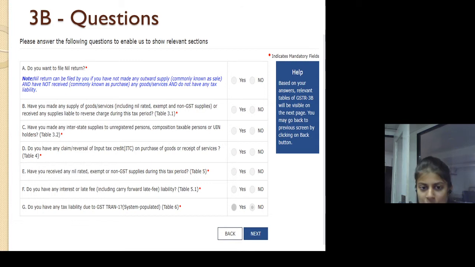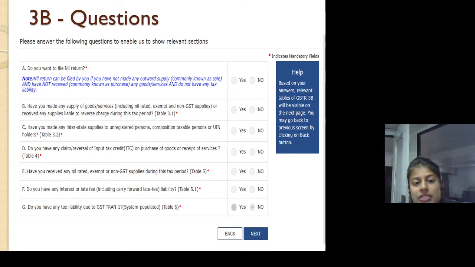Now, if you do not have a nil return, like in most probably all of the cases, you do not want to file a nil return. So, do you want to file a nil return? When you click no, then other options will still be valid and you have to enter them. So, first thing is, have you made any supply of goods or services or received any supplies liable to reverse charge? If that is a yes, please type yes and then go ahead.